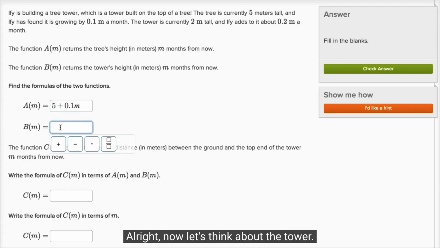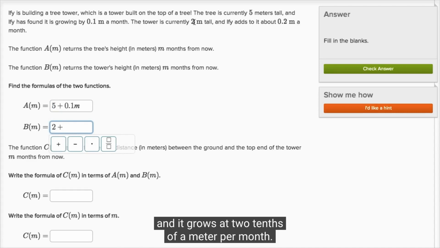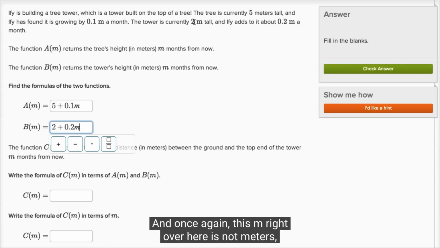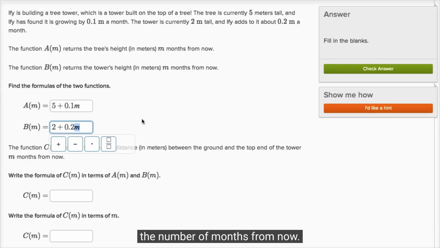All right, now let's think about the tower. So the formula for b of m. The tower is currently 2 meters tall, and it grows at 2/10 of a meter per month. So 2 plus 2/10 times the number of months. And once again, this m right over here is not meters. I'm not writing the units here. We're just assuming that whatever this returns is in meters. This m is the number of months from now.